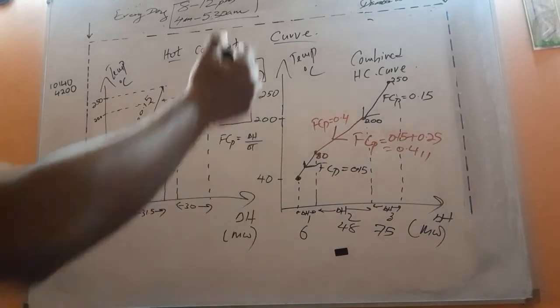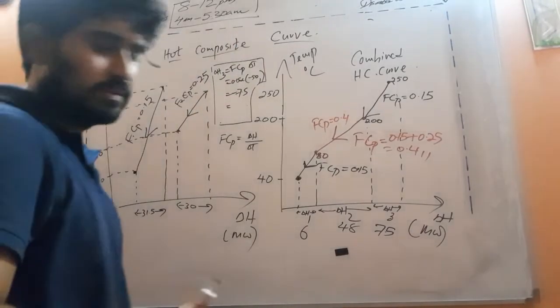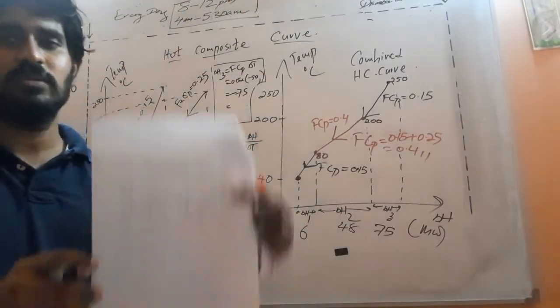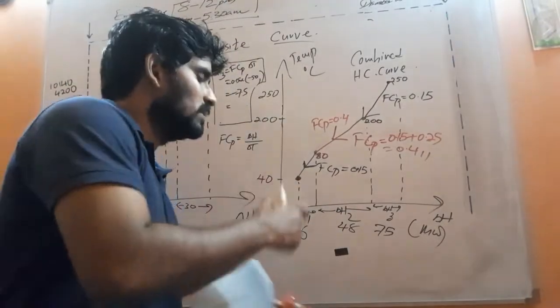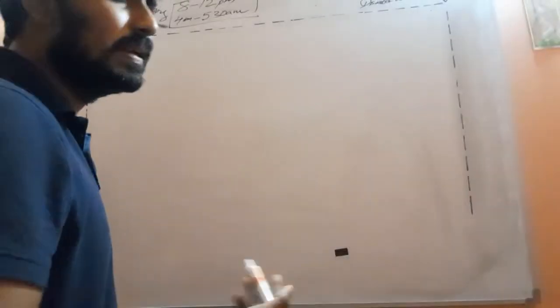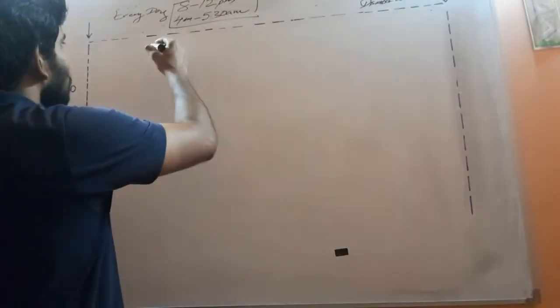So that is how you are going to sketch the hot composite curve. I will again explain the entire answer script on paper. So this is the way to sketch it. Okay, so now we can consider how to sketch the cold composite curve. I think you already have an idea, so you can complete that very easily.